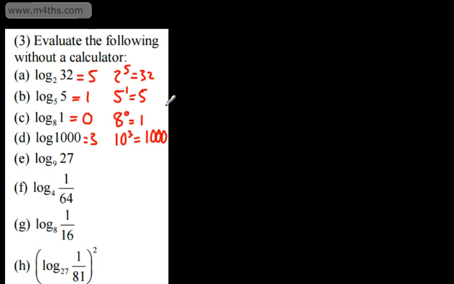27 isn't a power of 9. If we just consider 9 to some power, let that be x, is equal to 27, well, 9 squared is 81. Just consider this as powers of 3. You don't have to do it this way. You could work out to yourself, well, what do I need to do to get to 27? Well, if I take the square root and then cube it, that's going to be my answer. Square root is going to be 3. 3 cubed is going to be 27.